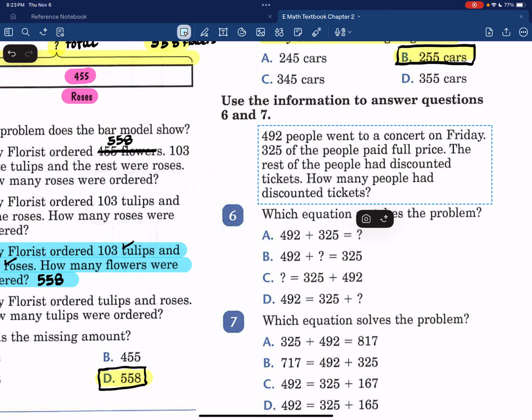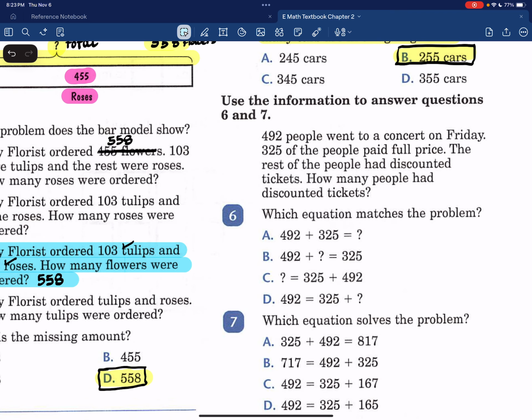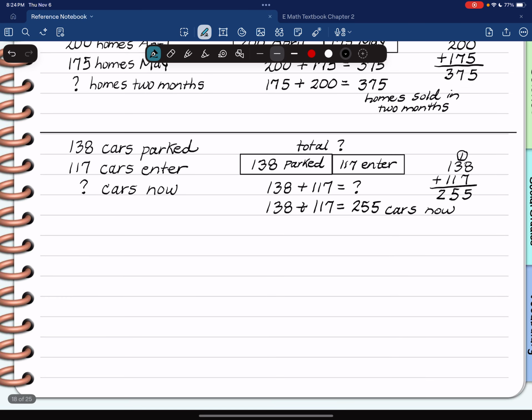Let me take a screenshot and then we'll mark up our problem so we know what we're looking for. The question, you may have already highlighted yours. How many people had discounted tickets? So the clue that I'm looking for is discounted. That's where my question's going to be. And then I have two other numbers. I have the 492 and I have the 325. So let's go to our book. This will be the last one because I'm running out of room.